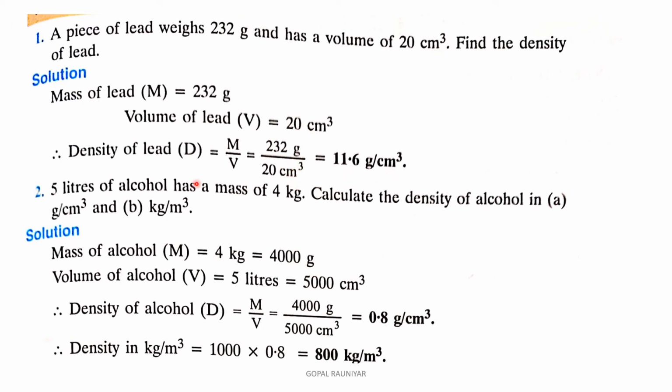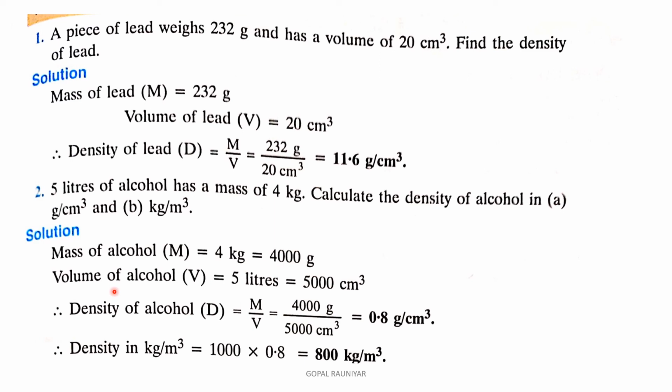Question 2. 5 liters of alcohol has mass 4 kg. Calculate the density of alcohol in gram per centimeter cube and kilogram per meter cube. Now the mass of alcohol is given, 4 kg. First we have to calculate in gram per centimeter cube, so we have to convert the mass into gram. Mass is given 4 kilogram, so in gram what will you do? Multiply by 1000 and we will get 4000 gram.